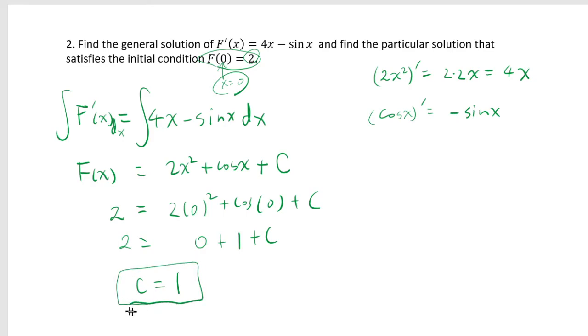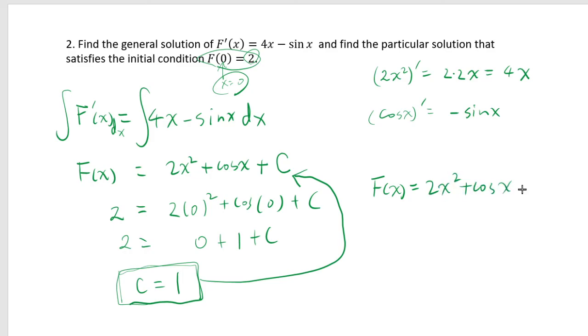And you have to be careful here. A lot of people stop here thinking that they found the answer. But that's not what the question is asking. They're asking for the function. So you have to actually go back and plug it in there and find exactly what function f of x is. In our case, it would be plus 1 because c is 1. So that would be the answer.